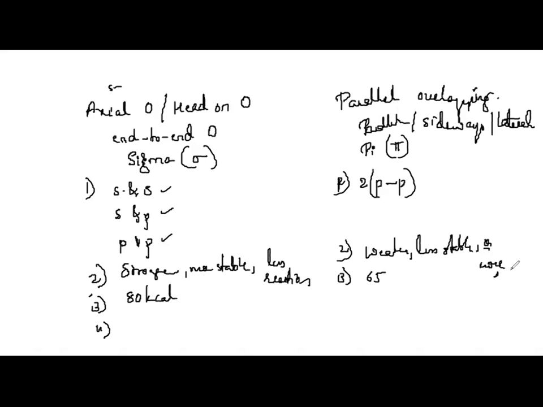More reactive. Correct? These sigma bonds can exist independently. Pi bonds will only come when there is at least one sigma bond. Between two atoms, a sigma bond can exist independently, but if you want a pi bond, there must first be a sigma bond, and only then can a pi bond come. Let us discuss how.